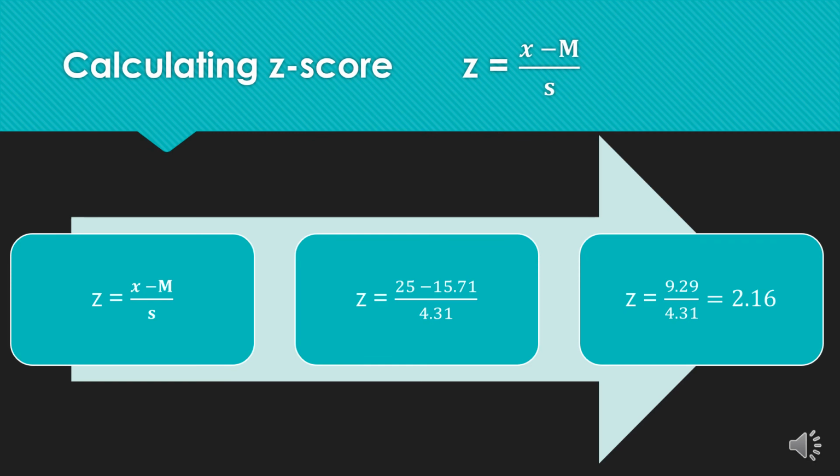To calculate the z-score for Wednesday, we need to plug the numbers into the z-score formula. The z-score formula is x minus the mean all over the standard deviation. X stands for the individual score, or in this case, the number of farts Jimmy had on Wednesday. When we plug that information in, we get a numerator with a score of 25 minus our mean of 15.71, which equals 9.29. Our standard deviation of 4.31 is in our denominator. 9.29 divided by 4.31 equals 2.16. Thus, our z-score for Wednesday is 2.16.